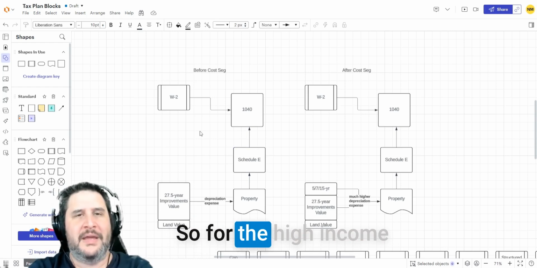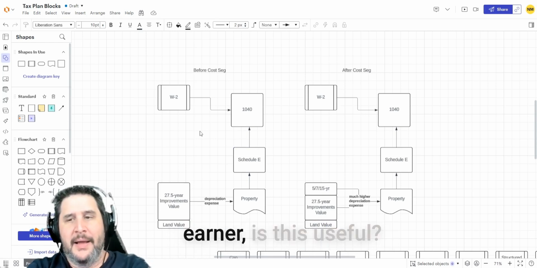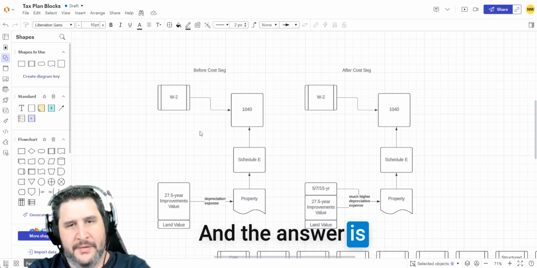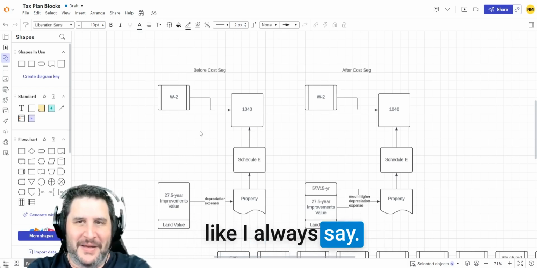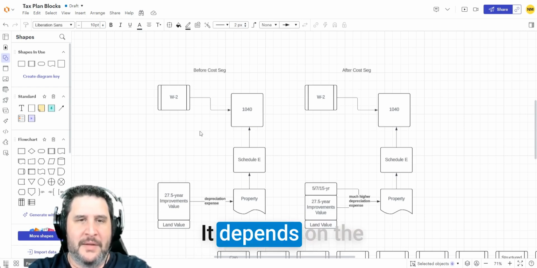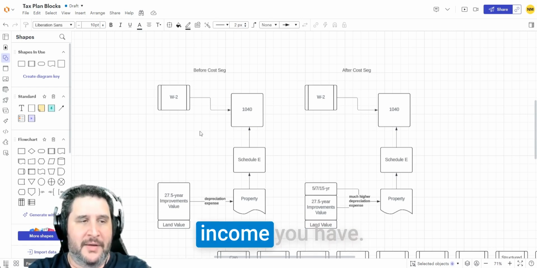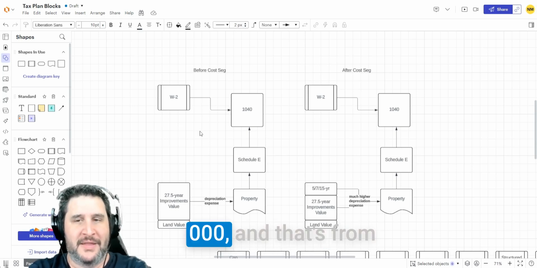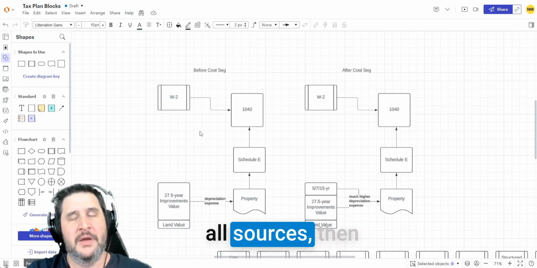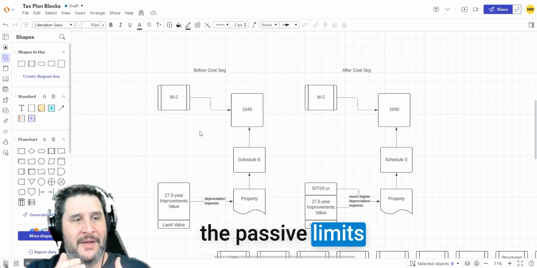So for the high income earner, is this useful? And the answer is maybe. Depends, like I always say. So what does it depend on? It depends on the amount of other income you have. If you're over 150,000, and that's from all sources, then the passive limits get suspended.